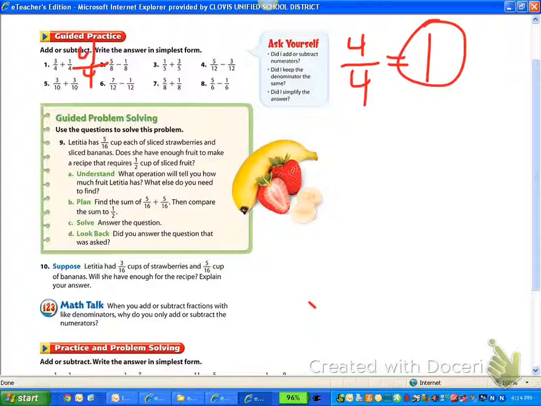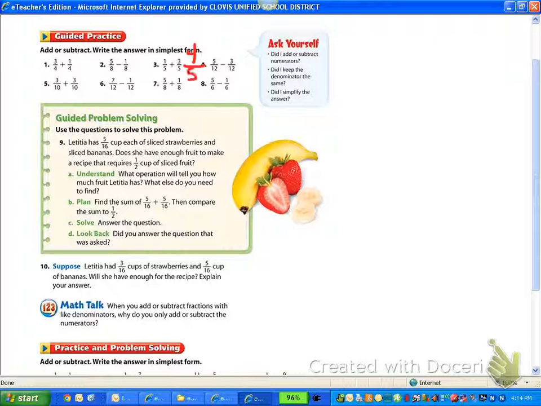I don't think on the test they're going to try to confuse them and give this as a choice and this as a choice. They just got to know that if the numerator and denominator are the same, that's 1 whole. Number 3, we got 1/5 plus 3/5. 3 plus 1 is 4 over 5. 5/12 minus 3/12. 5 minus 3 is 2 over 12.